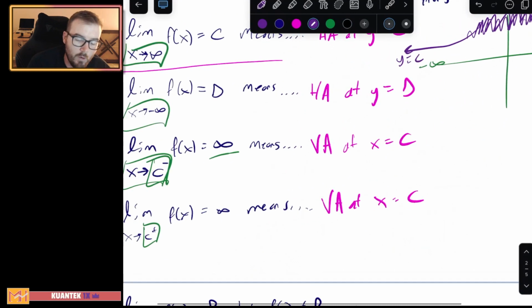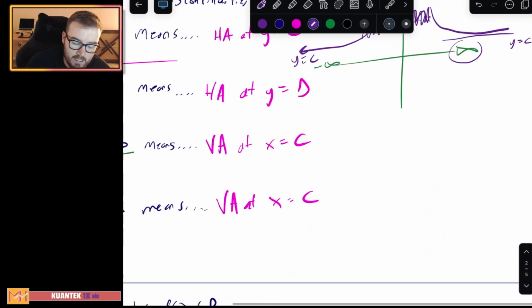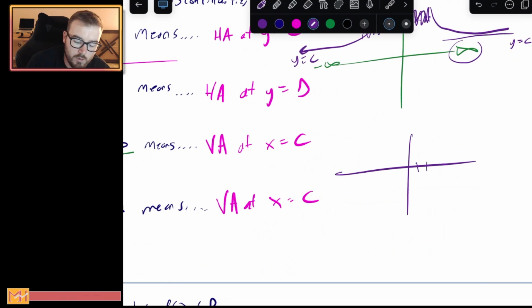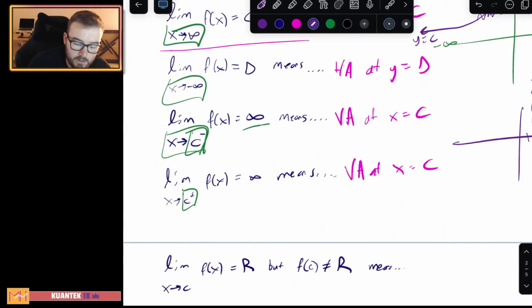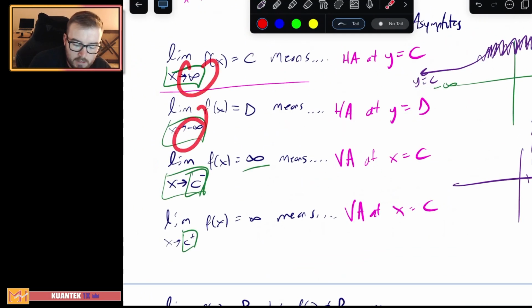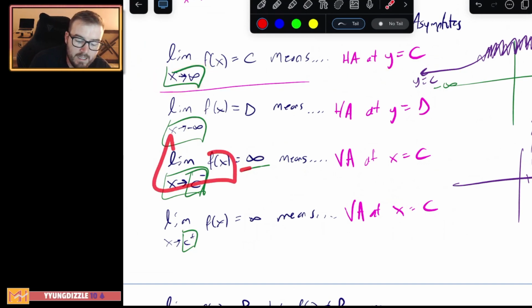But what we're saying with these next two is that as you get really close to a specific value, not infinity and negative infinity, but a specific number, your function is headed towards infinity. And that is what's creating a vertical asymptote. So they both talk about infinity. As x goes to infinity, horizontal asymptote. If your limit equals infinity, vertical asymptote.